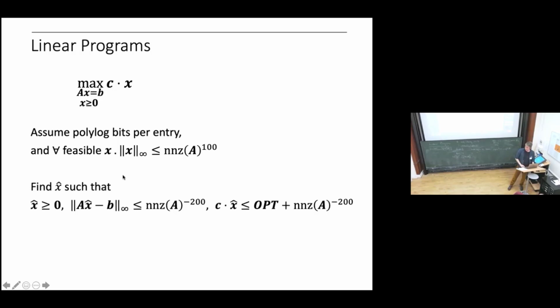Okay. So then we want to find an x hat, an approximate solution vector that's non-negative. The error in feasibility with respect to the linear constraint is polynomially bounded, and there's an additive error in the objective. And the reason we phrase it like this is twofold. On the one hand, these are precisely what you get fast linear program solvers for structured problems for. For these assumptions, in particular, the polylog bits per entry is the land in which the fast linear equation solvers and linear program solvers live.